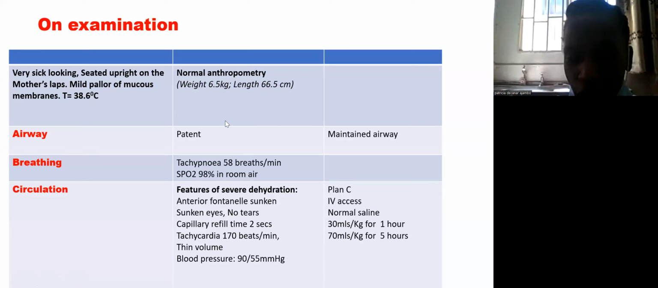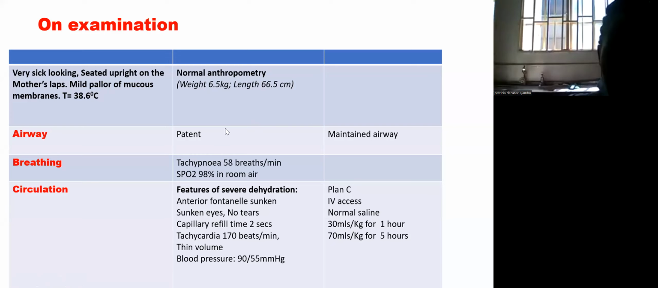So at this point, we managed severe dehydration, and we managed to get an IV line. We started Plan C, where we gave intravenous normal saline, 30 mL per kilogram body weight of the child over 1 hour, followed by 70 mL per kilogram body weight over the next 5 hours. The next 5 hours was done in the theater as they were waiting for surgery.